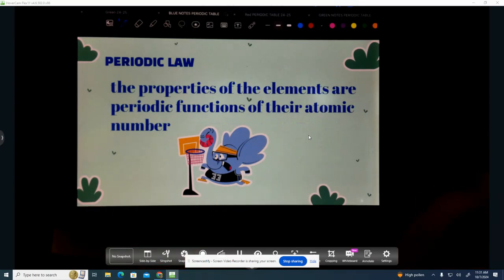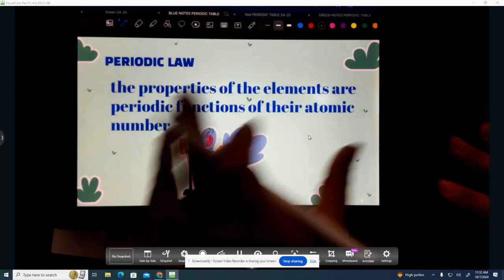Alright, periodic law states that the periodic table, which you have in front of you, has certain patterns. Those are called periodic functions. Pattern after pattern after pattern reoccur on this periodic table. And it is also based on the atom's atomic number. So properties of elements are periodic functions of their atomic number.